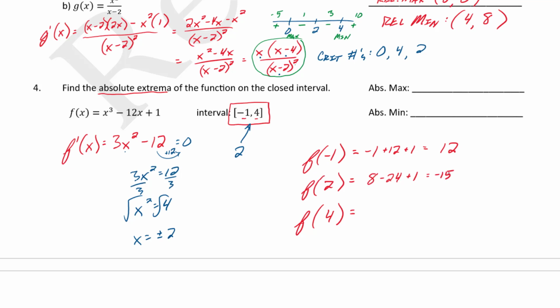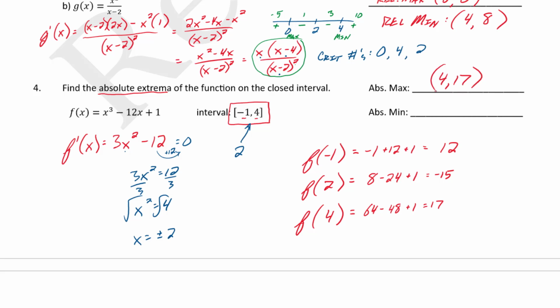And let's see, if I go ahead and plug in 4, I'd end up with 4 cubed is 64, minus 12 times 4, so minus 48, and then add 1 to that. So that seems to me like 16, and then plus 1, so 17. So out of those values, what did I get that was the largest? Looks to me like I got the absolute max to be at the point 4 comma 17, or just having a value of 17.